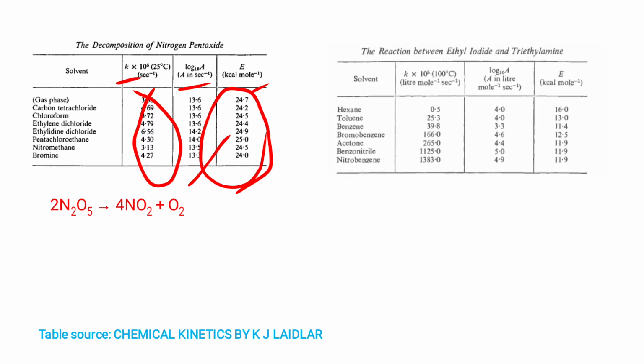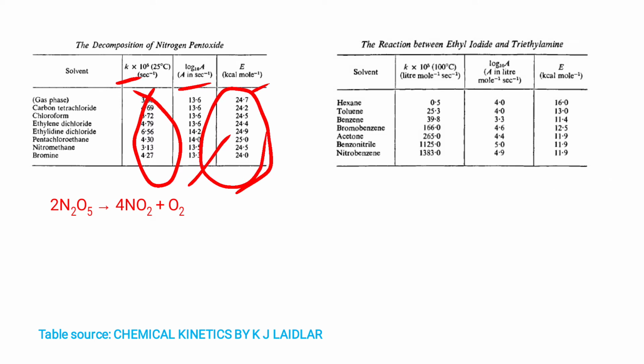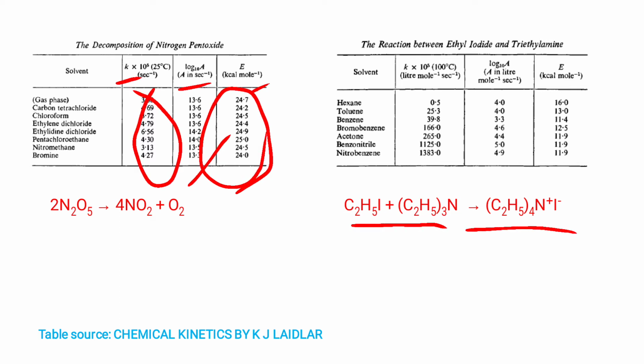Next we take another example, the ethyl iodide and triethylamine reaction. This is an adduct reaction of the second order. This reaction occurs in the liquid phase, and again we have k, A and E. For k we can see that it increases drastically, whereas A also increases from 10 to the power 4 to 10 to the power 4.9, almost 10 to the power 5, almost a 10 times increase, whereas E decreases.